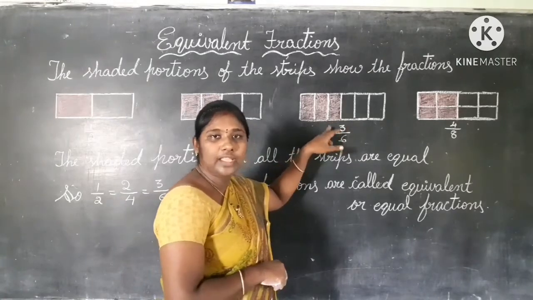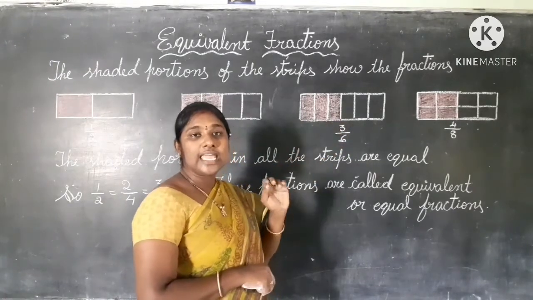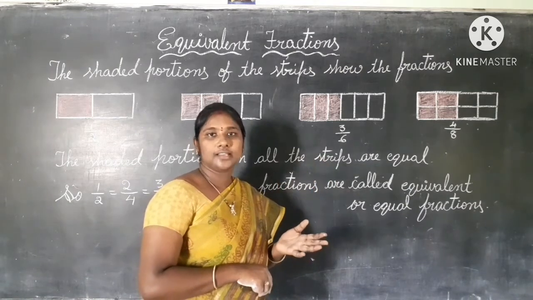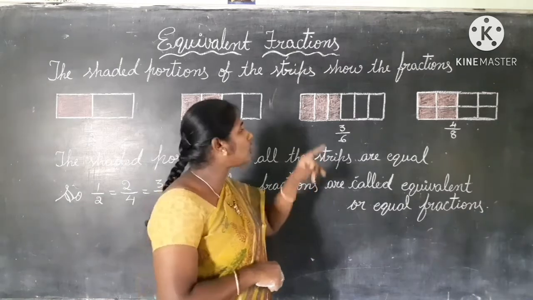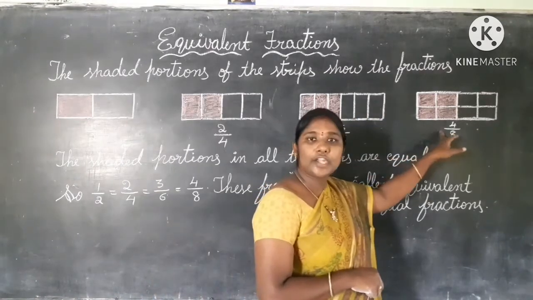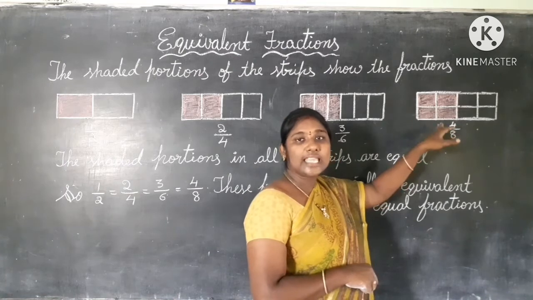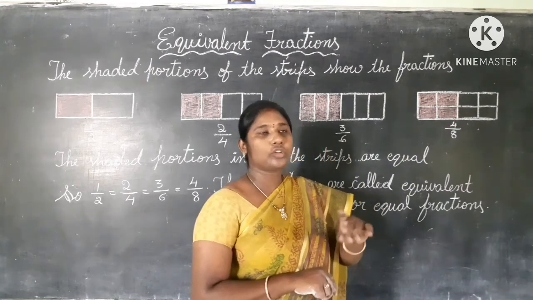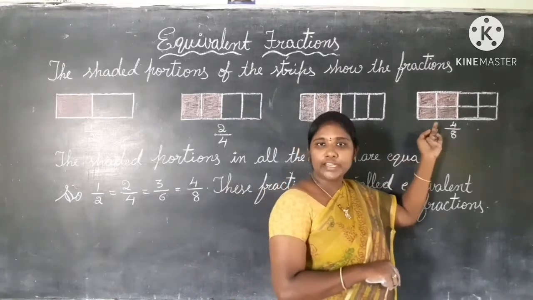Again here, this strip they divided into 6 parts. In that, 3 parts shaded. 3 is half of the 6. So here also half part is shaded. Again it is divided into 8 parts. In that, 4 are shaded. What is the half of 8? 4. So here also half part is shaded.